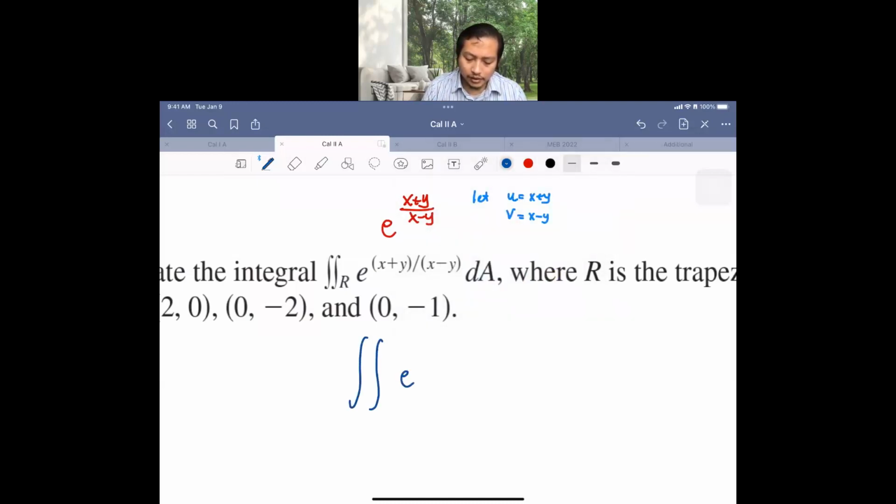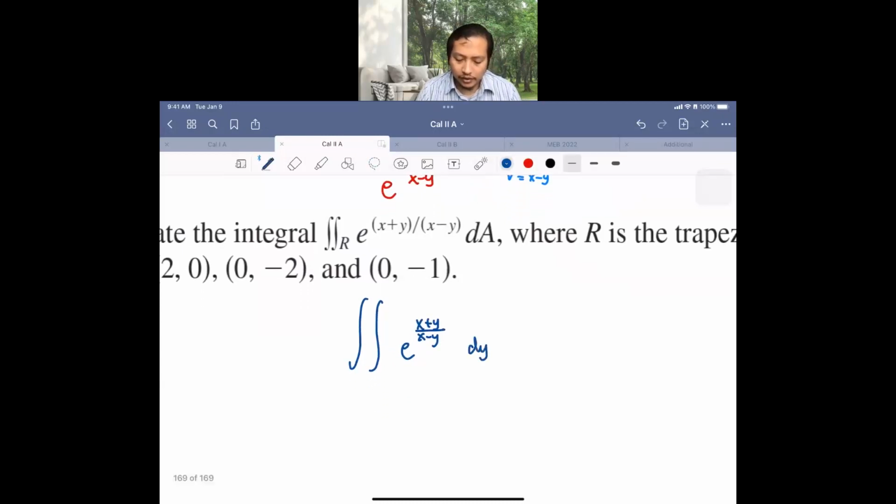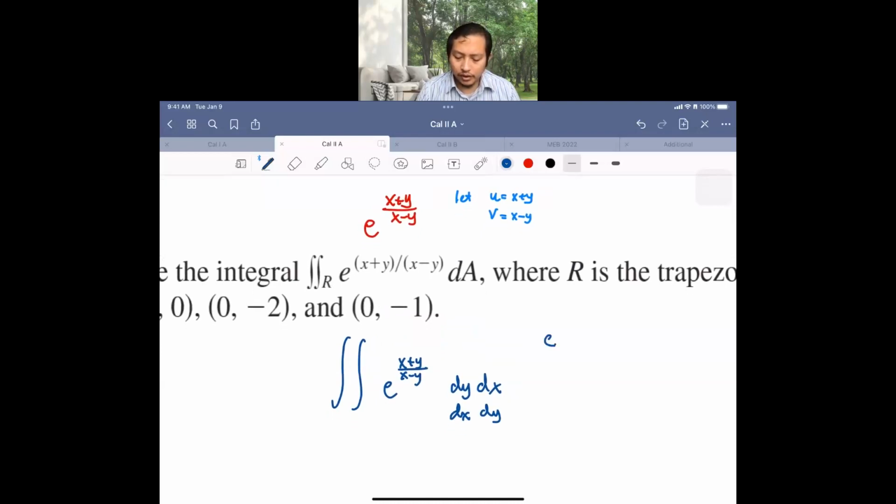And if you wonder why we need to change the variables, well, if you want to directly integrate this part, it will be very difficult. If you take dy first and then dx, or dx first and then dy, is it easily integrated? I don't think so, right? It seems a little bit difficult, or rather complicated. That's why if we change this into u and v, it will be easily integrated. I hope everyone understands why we need to change the variables.